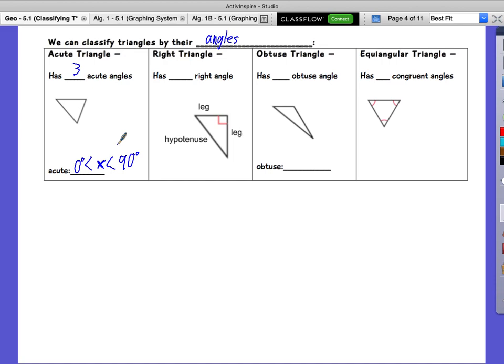Thanks. A right triangle. We're not saying it's correct. We're not saying it's on the right side, but we're saying it's a triangle that has 1 right angle. What's the measure of a right angle, guys? 90 degrees. And an important thing to note is the other two angles would then be acute.